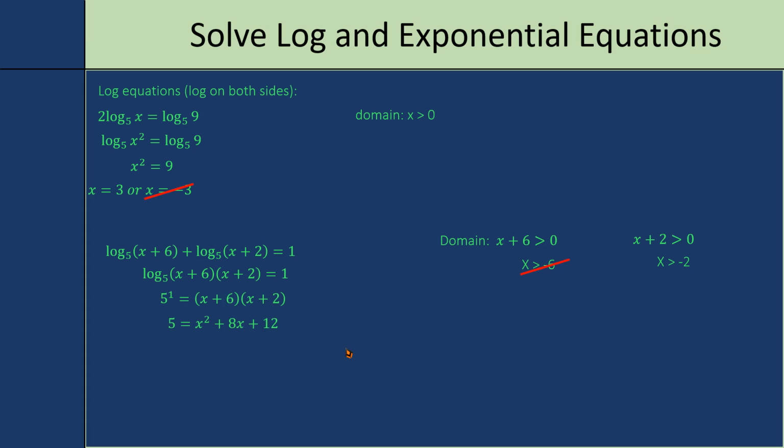Multiply it out. You have 5 is equal to that trinomial, and then solve it by subtracting 5, make it equal to 0, factor it, and I have x is equal to -1 or -7. And I look back at my domain, x has to be larger than -2. Which one's larger than -2? The -1, right? Not -7, so I crossed out the -7. My answer is x is equal to -1.